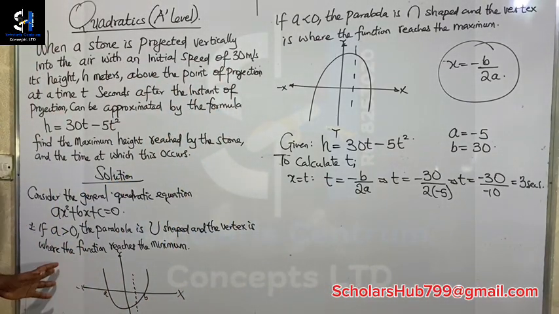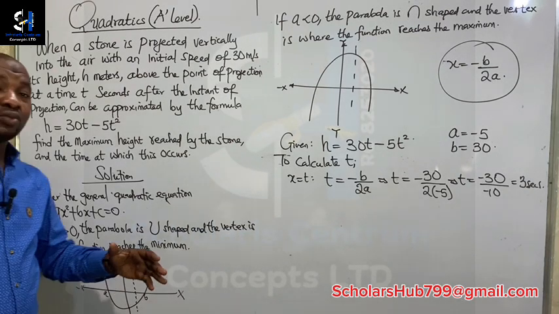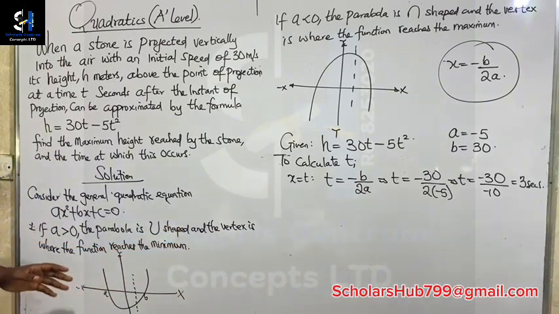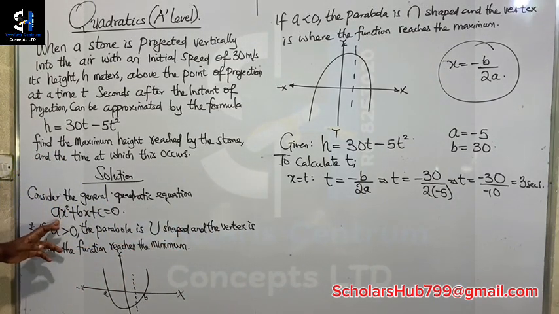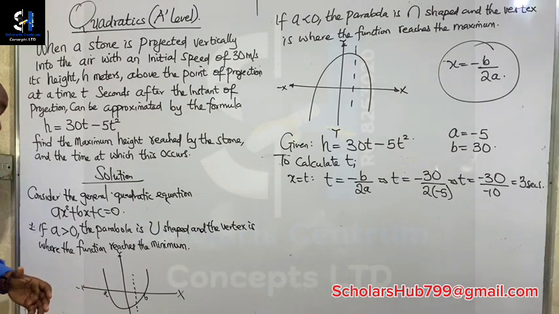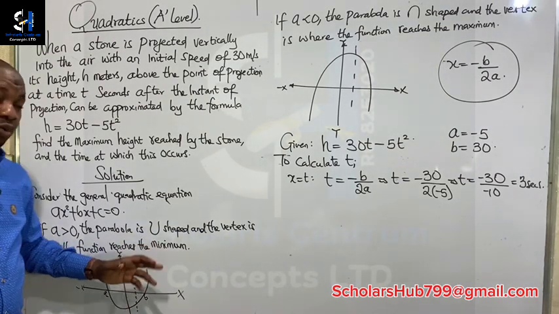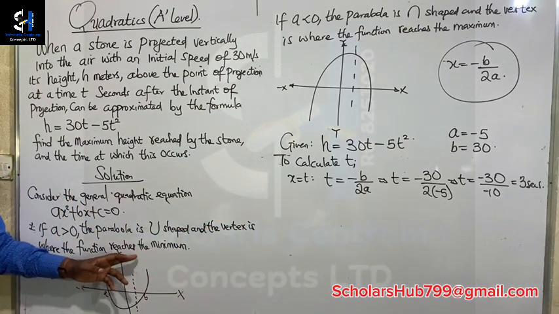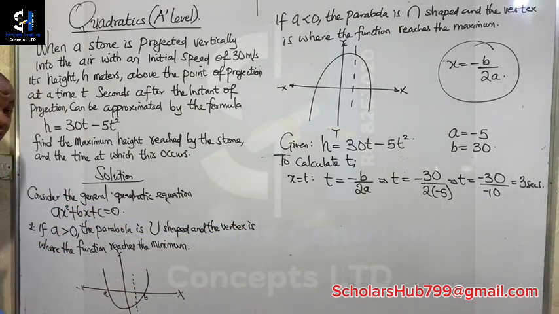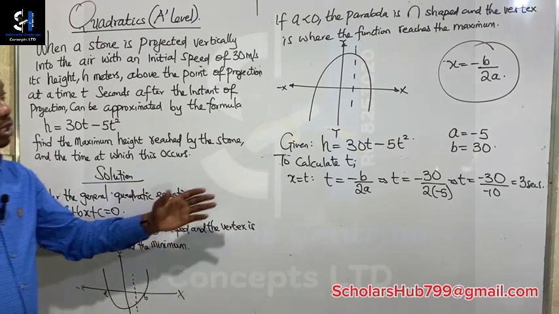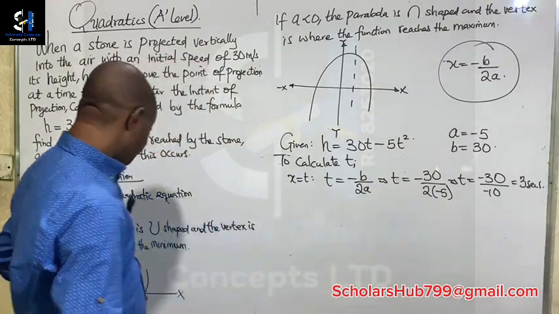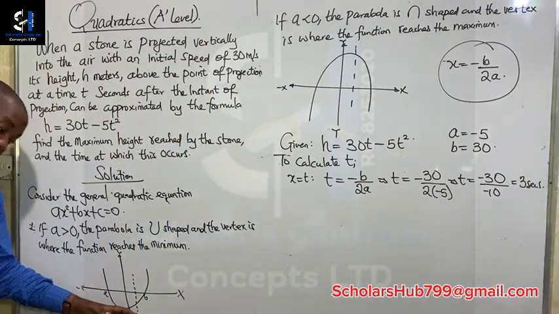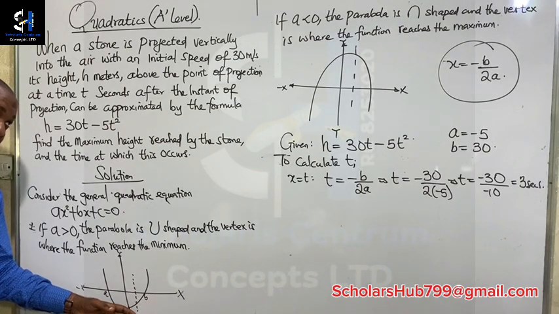Now, because this is a maxima and minima problem on quadratics, I needed to explain this first. When the leading coefficient of a quadratic function is greater than 0, the parabola is U-shaped, and the vertex is where the function reaches the minimum.